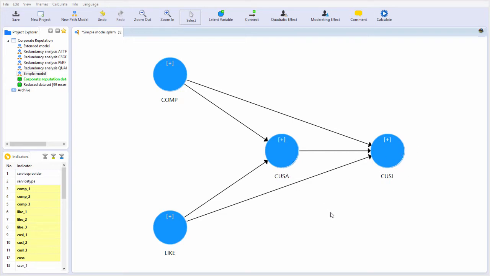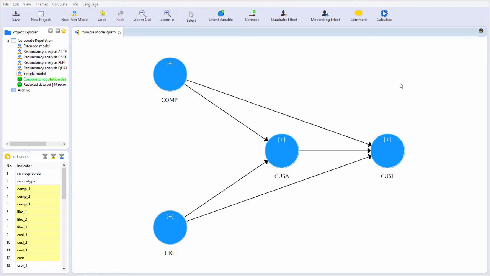And how we would determine that, or prove that, if you will, using our sample data, would be to estimate this model and determine that there is a positive coefficient along this path, a statistically significant positive coefficient, representing the direct effect of customer satisfaction on customer loyalty.